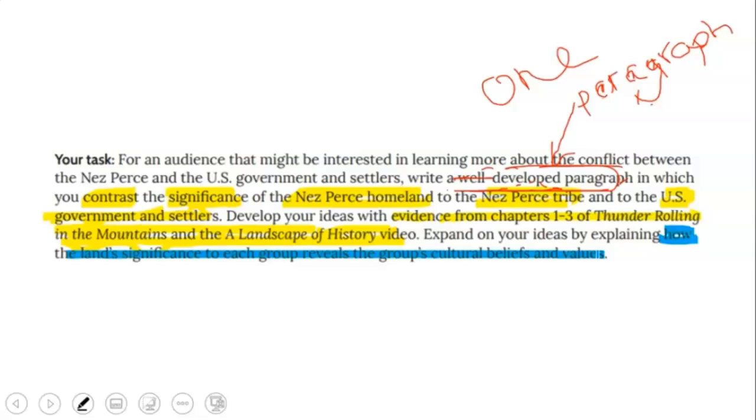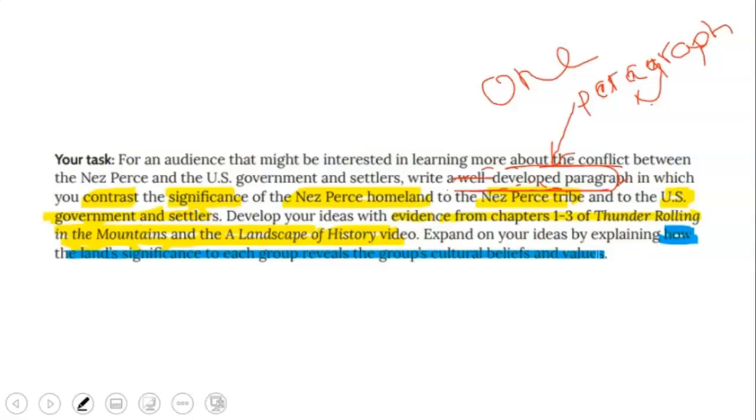So, Sound of Running Feet and her Nez Perce tribe, why do they want to keep their land? Why is it important to them? What does this show us about their cultural beliefs and values? And then on the other side, why does the U.S. government want the land? Why is it important to them? What does it show us about the group's cultural beliefs and values? Okay, so that's what this is going to look like overall.